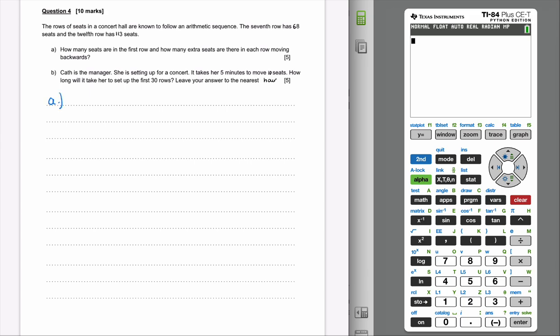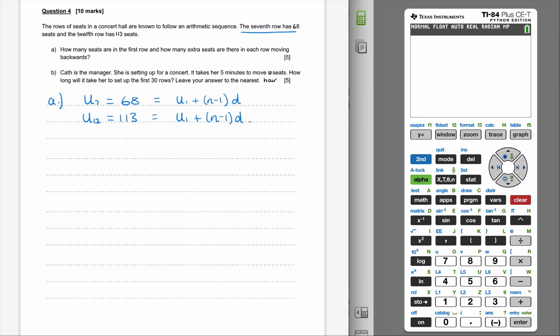So for the first part, you need to use the information that you've been given, and that's that the 7th row, so that means U7 in the sequence, is equal to 68, and the 12th row is equal to 113. So using that, we also know with the formula book, it tells us that the nth term of any arithmetic sequence is the first term plus n minus 1 lots of the difference.